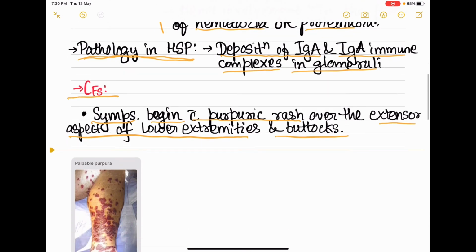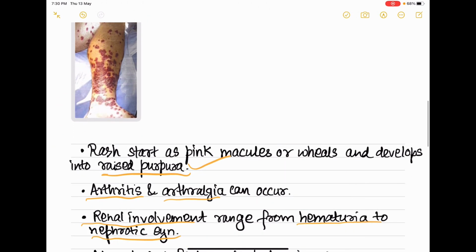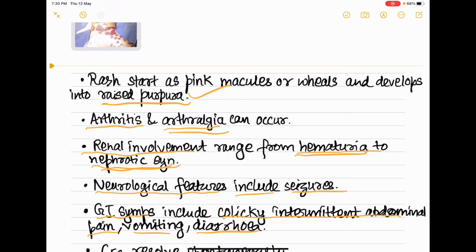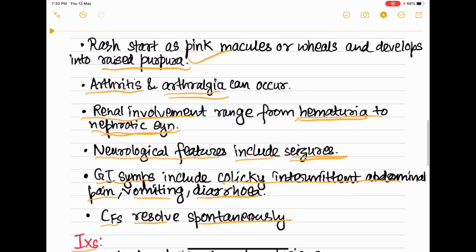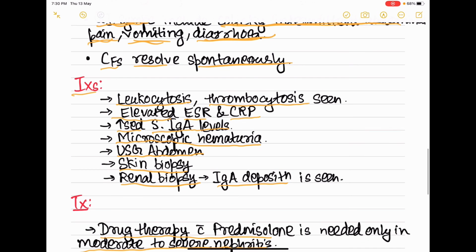Pathology I have already explained. Clinical features, mainly you have to remember about the purpuric rash, that is the palpable purpura seen in the lower extremities and on the buttocks, and in case of renal involvement you will be seeing hematuria, proteinuria, nephrotic syndrome. Arthritis is also there, arthralgia is there. Neurological features include seizures. Then GI symptoms, that is colicky, intermittent abdominal pain, along with that vomiting and diarrhea can also be present. Usually these clinical features resolve spontaneously, and investigations I have already mentioned.